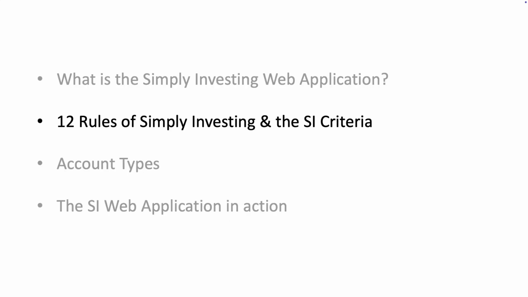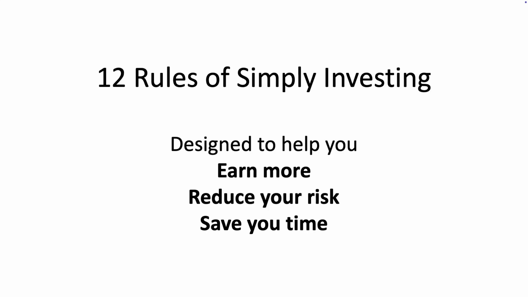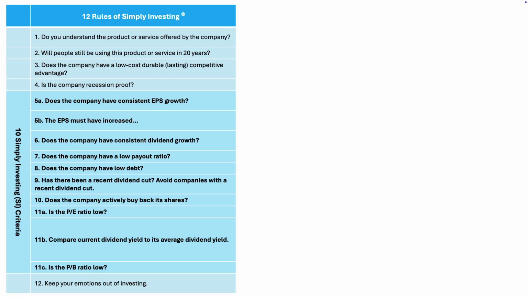Let's take a quick look at the 12 rules next. The 12 rules of Simply Investing are designed to help you earn more, reduce your risk, and save you time. So you can see up on the screen here the 12 rules of Simply Investing. These are covered in detail in the Simply Investing course. If you listen to our podcast, the Simply Investing Dividend Podcast, we always talk about the 12 rules. So we have lots of examples of how to use the 12 rules, how to apply the 12 rules across all of our podcast episodes, and as well as the Simply Investing course.